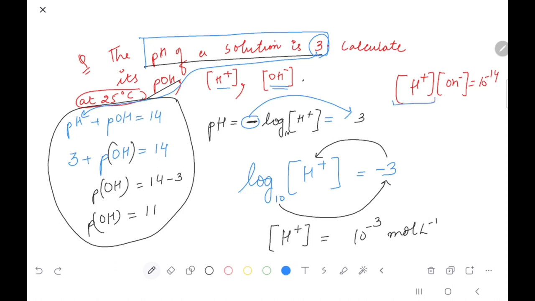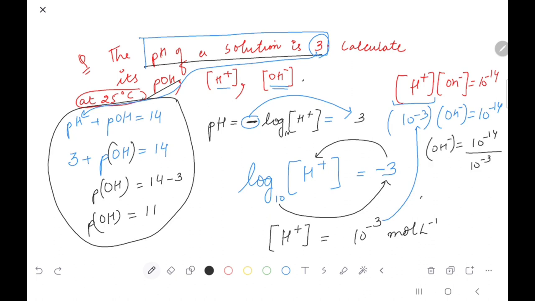That means if I have H plus ion concentration as 10 raised to power minus 3 that I've just calculated, don't you think I should multiply this with OH negative and that shall be 10 raised to power minus 14? So OH negative concentration shall be 10 raised to power minus 14 over 10 raised to power minus 3. Right. So OH negative ion concentration here shall be 10 raised to power minus 14 plus 3, and here it is going to be 10 raised to power minus 11. And that is a concept. You understand? So OH negative concentration here shall be 10 raised to power minus 11.